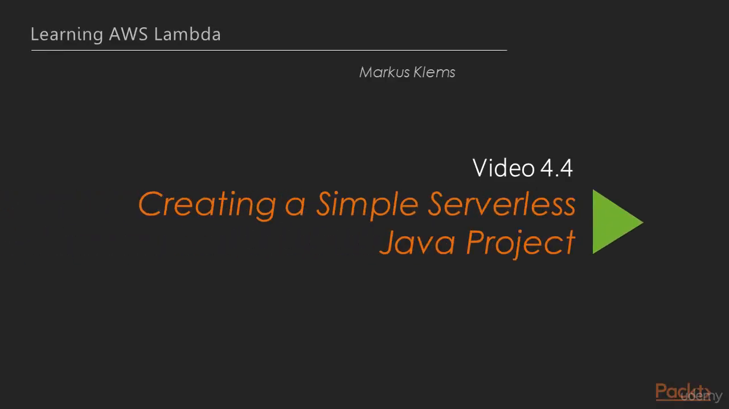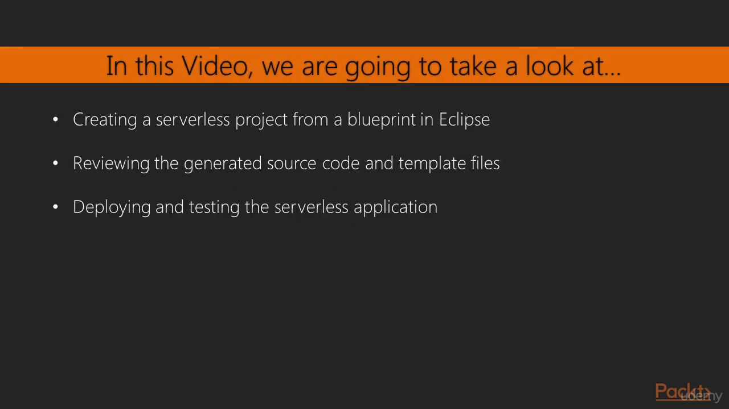In the previous videos, we programmed Lambda functions using Java. Now we will create a serverless project that uses Lambda functions in combination with other AWS services. For this purpose, we are going to use the AWS Toolkit plugin in Eclipse to create a serverless project from a project blueprint. Then we will take a look at the source code and template files that are created in this project, and then we will deploy and test the application.